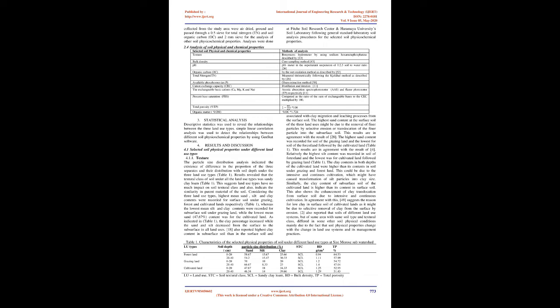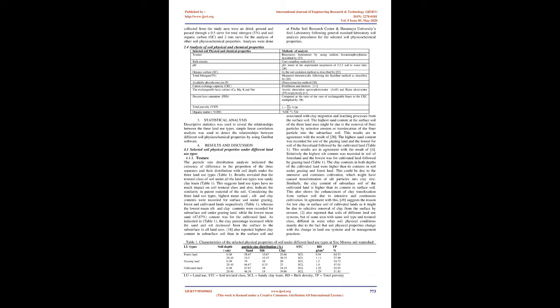Available phosphorus, AVP: Olsen extraction method, 38. Cation exchange capacity, CEC: distillation and titration, 11. The exchangeable basic cations, Ca, Mg, K, and Na: atomic absorption spectrophotometer, AAS, and flame photometer, FP, respectively, 11. Percent base saturation, PBS: computed as the ratio of the sum of exchangeable bases to the CEC multiplied by 100.